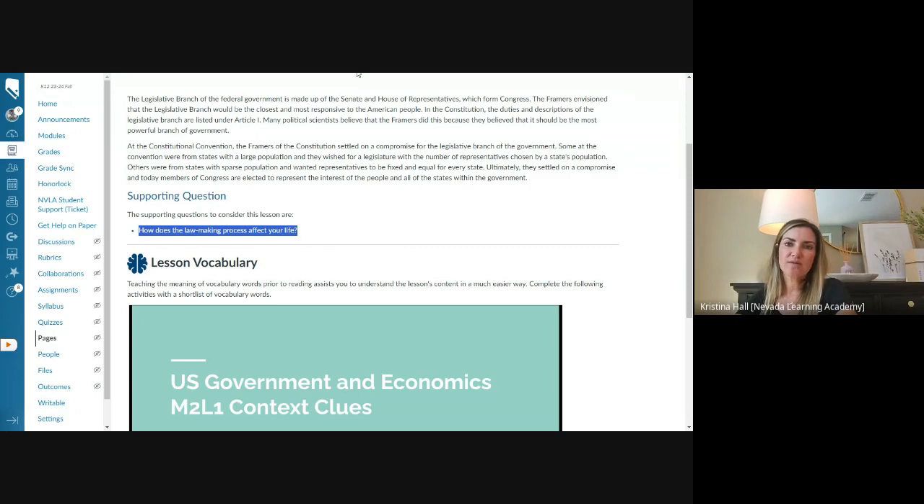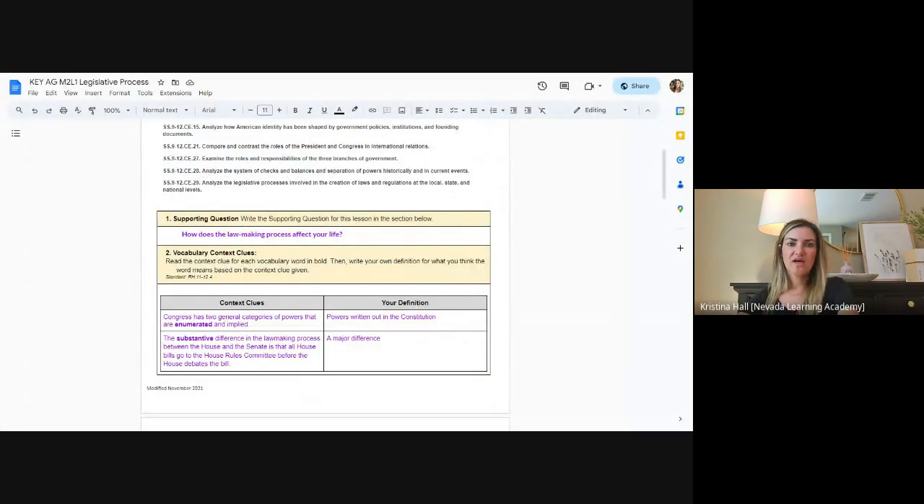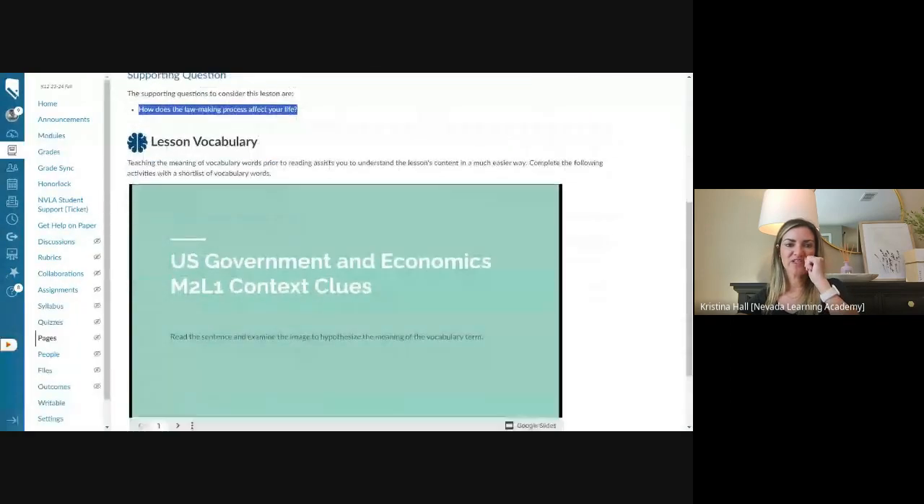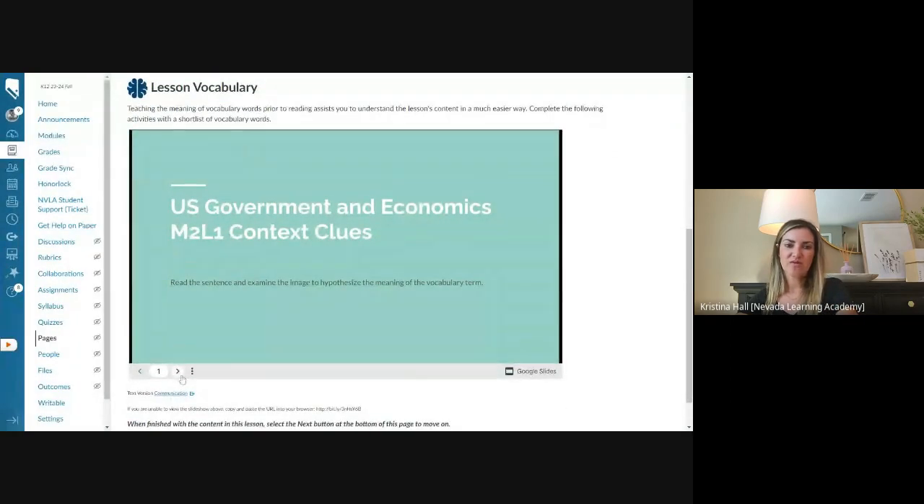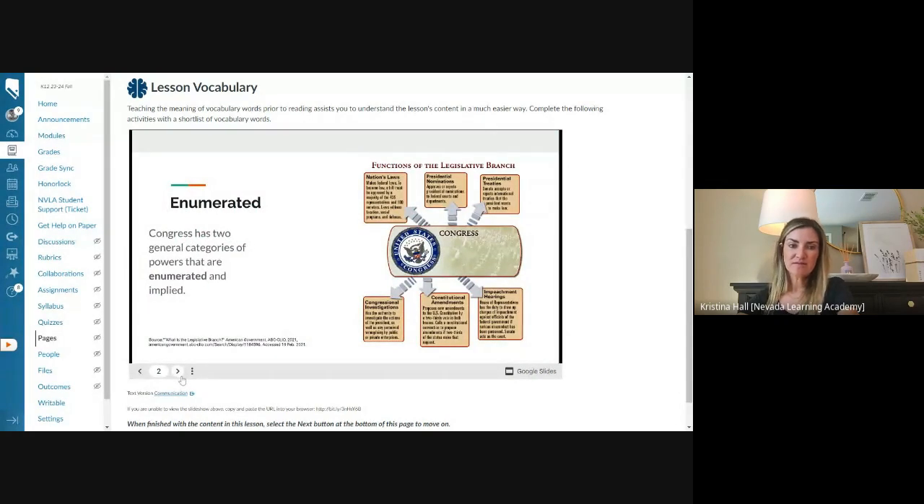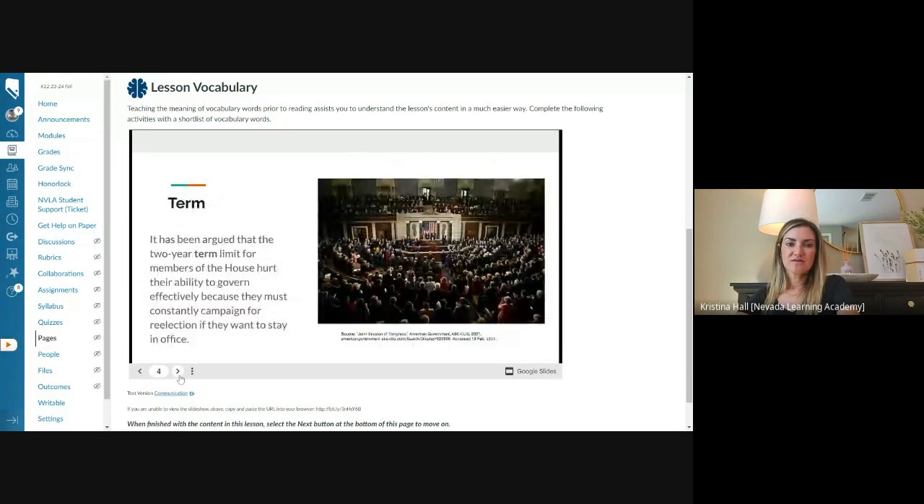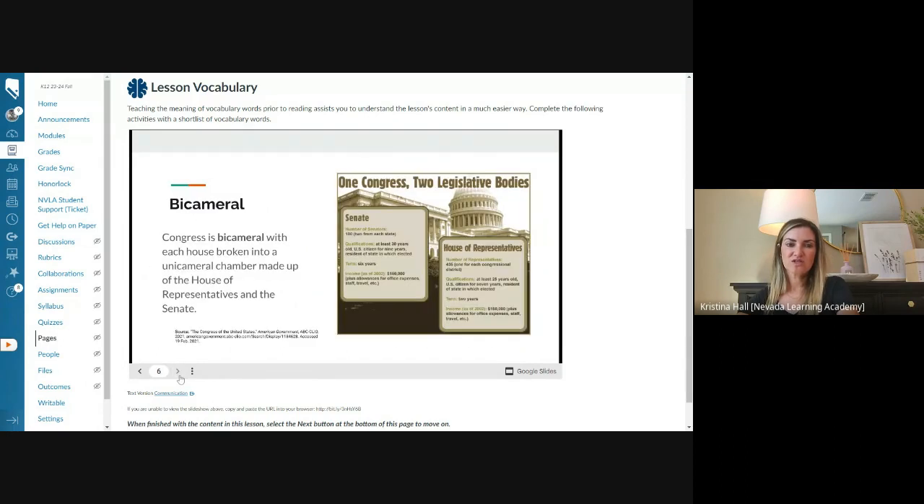Okay, so let's copy and paste. I'll put this in the chat and we're going to put this in number 1 in the notebook under our essential supporting question: How does the lawmaking process affect your life? Okay, once we have that, we're going to go back over into Canvas and let's look at the key vocab for this lesson. So there'll be 5 as always: enumerated, substantive, term, filibuster, and bicameral.